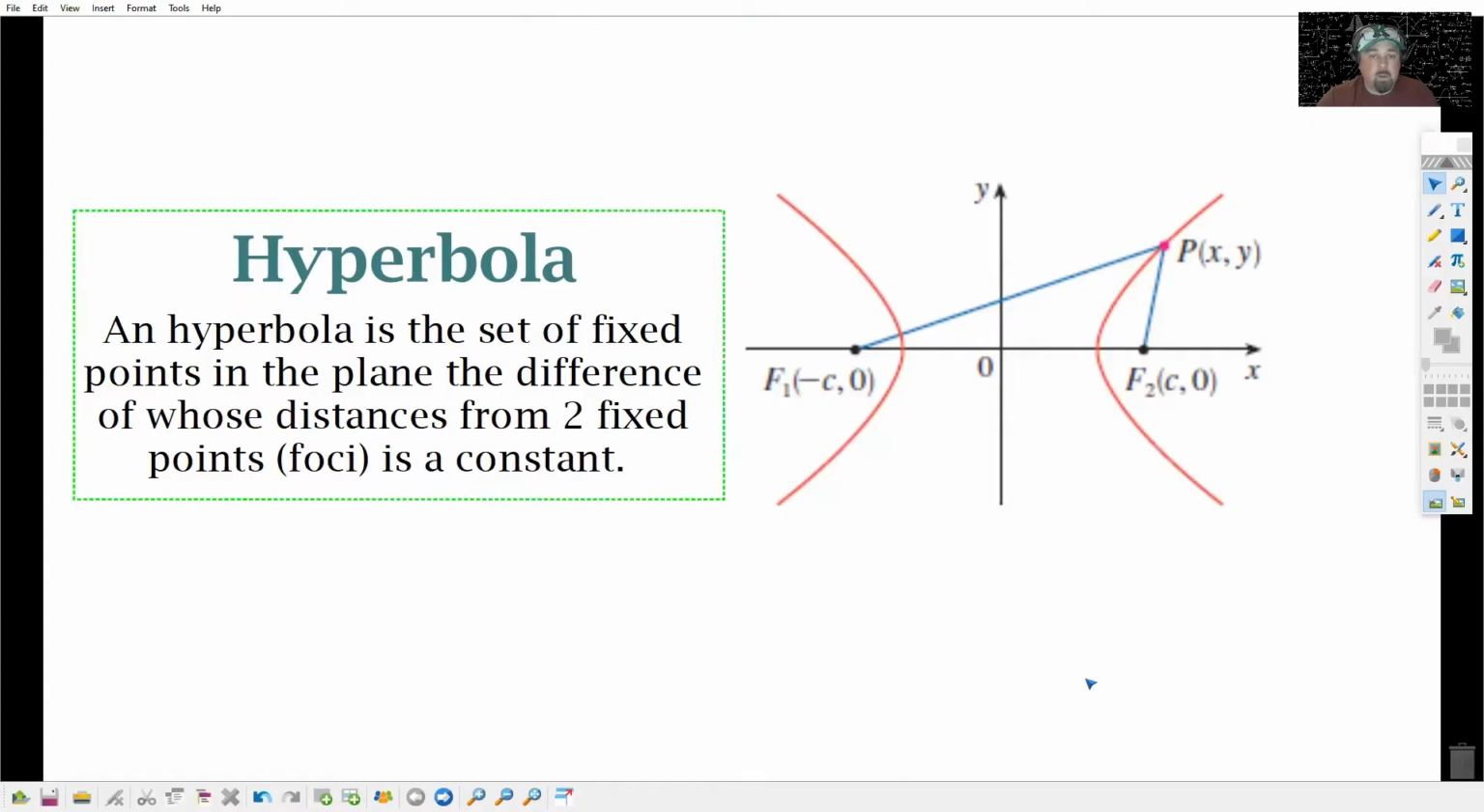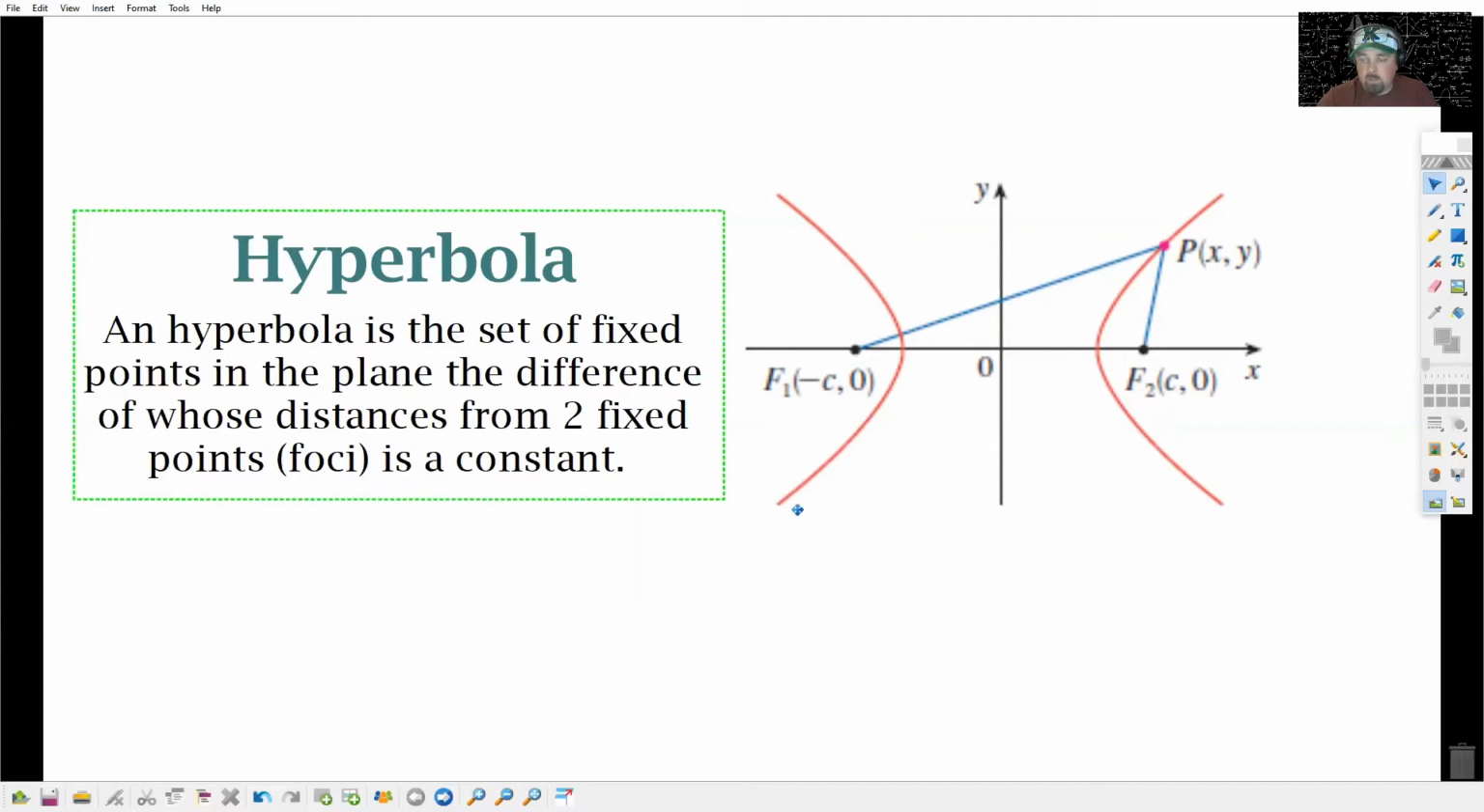Today we are going to talk about the last of our conic sections, called a hyperbola. A hyperbola is a set of fixed points in the plane where the difference of the distances from two specific points, called the foci, is constant. The red curves are the actual graph of the hyperbola.